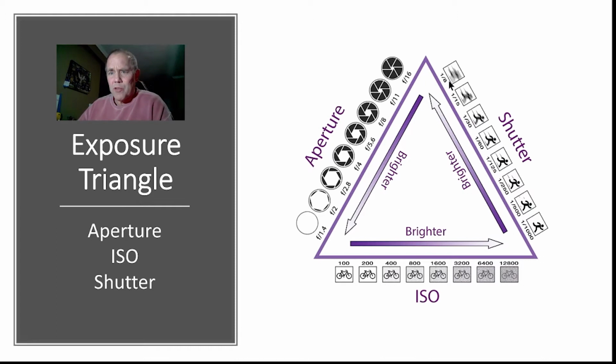Shutter speed. A slow shutter speed is going to allow a lot of light in and is going to introduce motion blur, as you can see from this icon. A faster shutter speed means less light, but will freeze the motion.